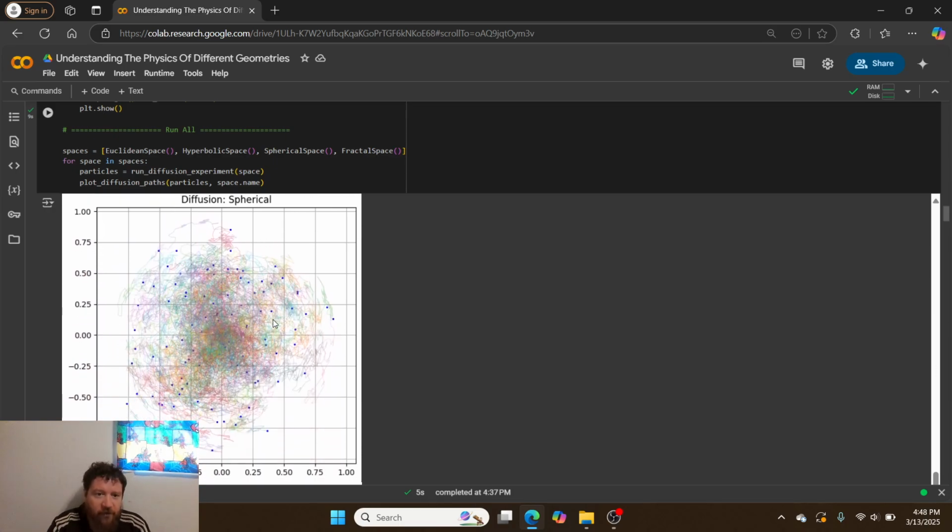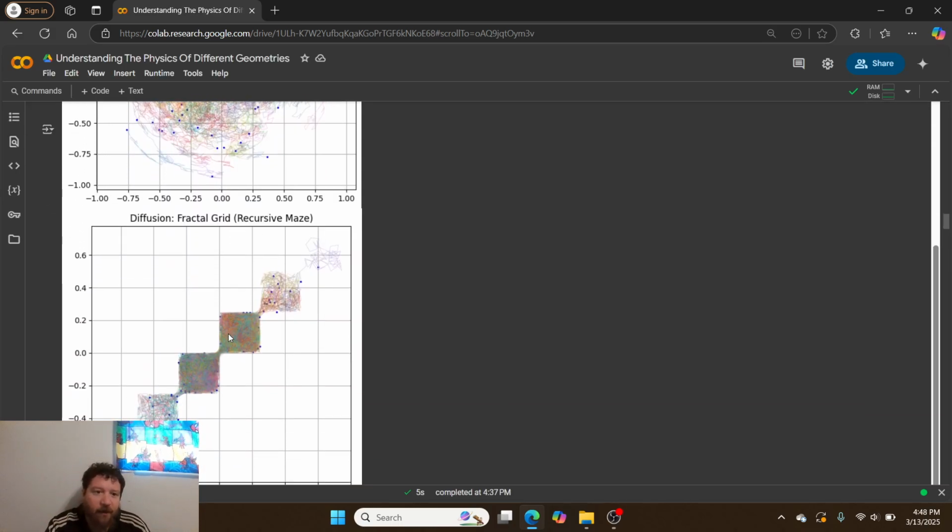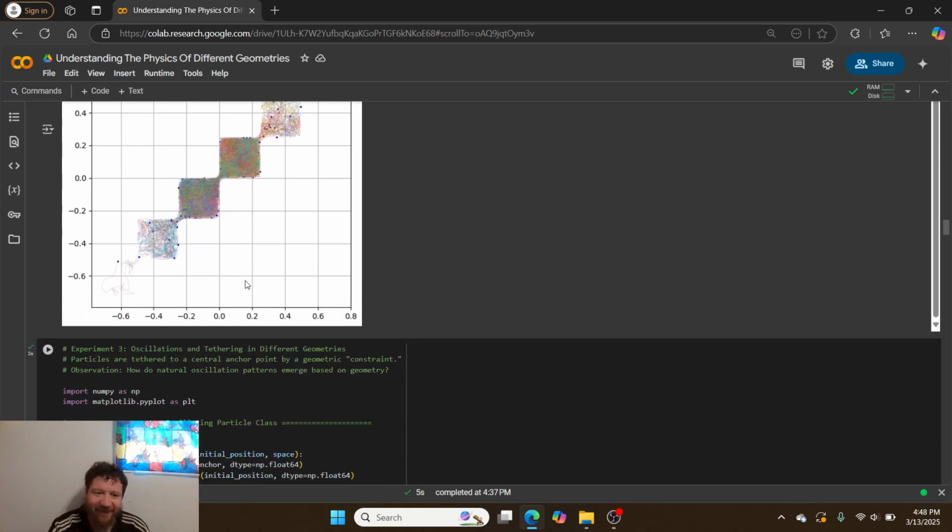And spherical space is more radical spreading, right? Extreme uniformity of spreading, but we can see, and as we'll see with some of these experiments, it's warped in the middle. That would be the best way to visualize that. And then fractal space is again just totally different.